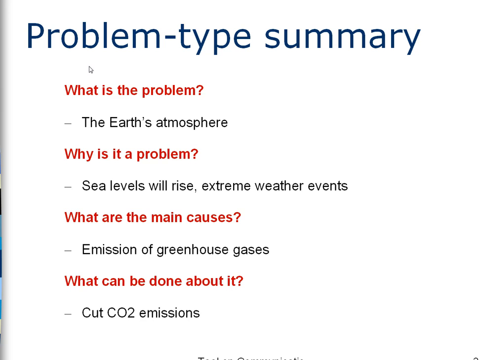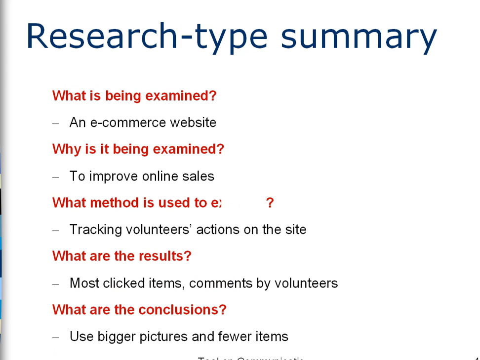Similar to this problem type summary, we've got other types of summaries such as the research type summary. Here we have the same kind of pattern. We start by looking at what is being examined. For instance, we're going to look at our e-commerce website. Then, of course, the why question. Why is that so important? Well, we want to improve online sales.